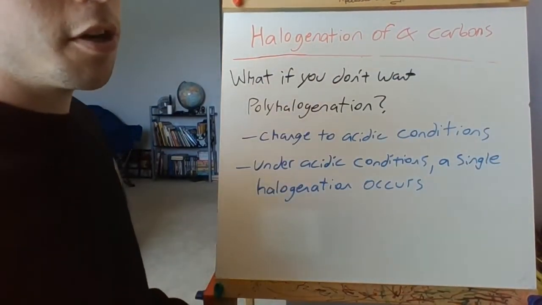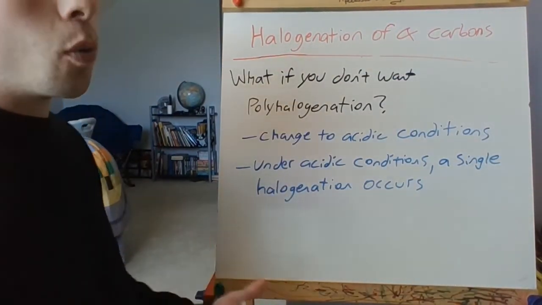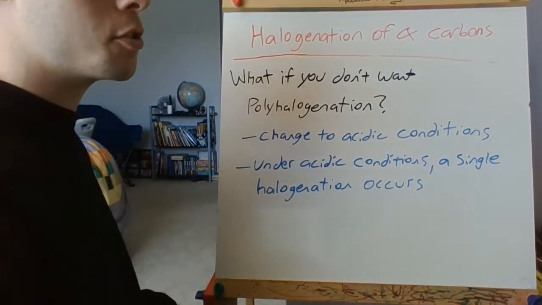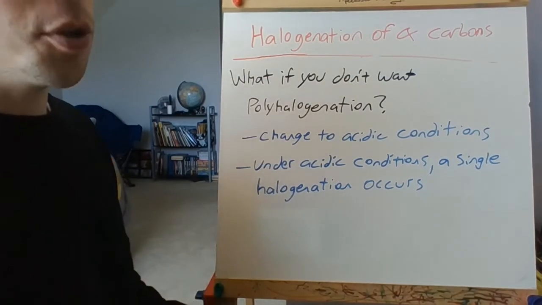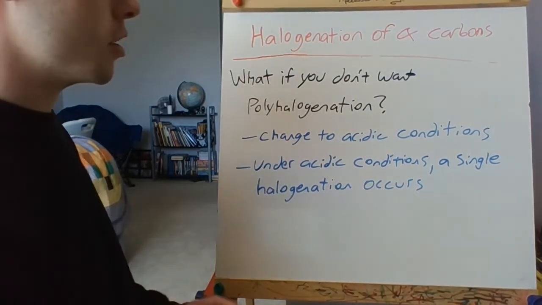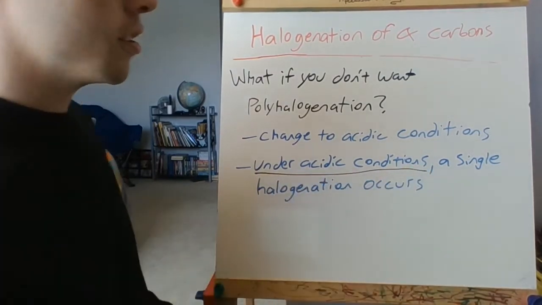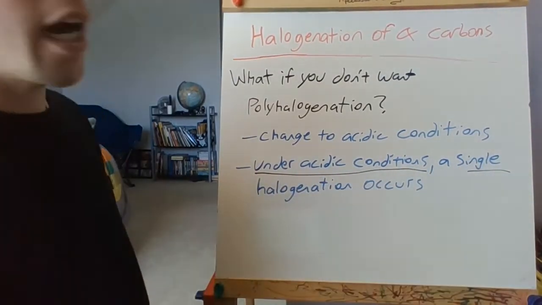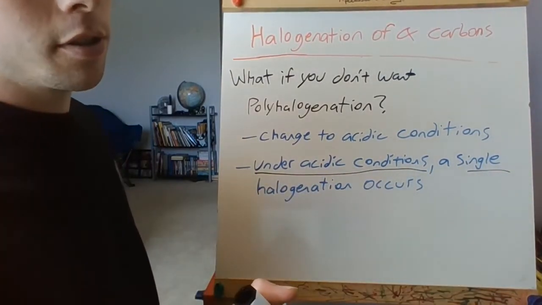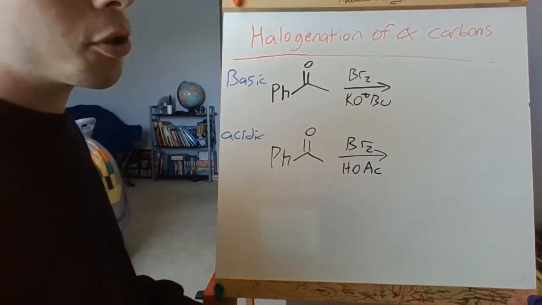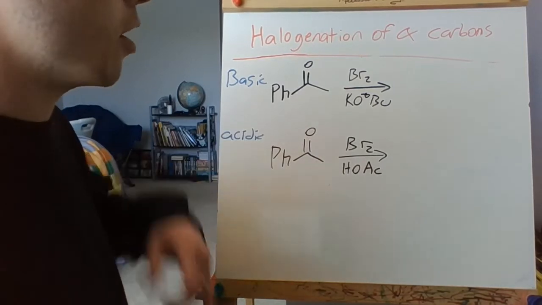So you might be sitting there thinking, well, what if I don't want polyhalogenation? So if you're in the lab, you only want to add 1 halogen to your molecule, what might you do? Well, you switch from basic conditions to acidic conditions. Under acidic conditions, a single halogenation occurs. So let's take a look at these two molecules shown here. These are both the same molecule.